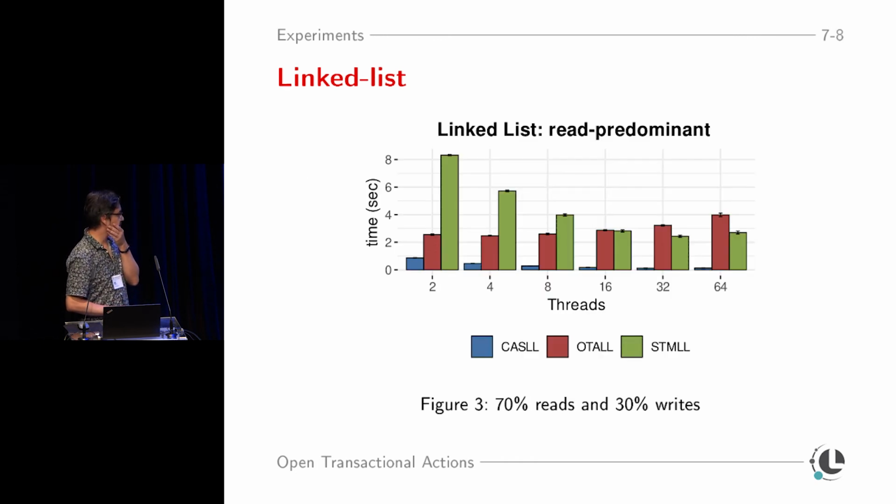In this experiment, with 70% reads and 30% writes, Open Transactional Actions perform better than STM Haskell up to 8 threads. After that, there is too much serialization happening. Remember that with this linked list using transactional boosting, all the operations that modify the list are serialized. So there is too much serialization, and STM Haskell can better exploit the parallelism.